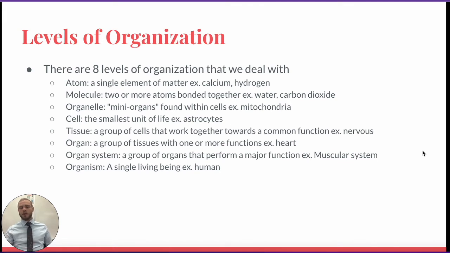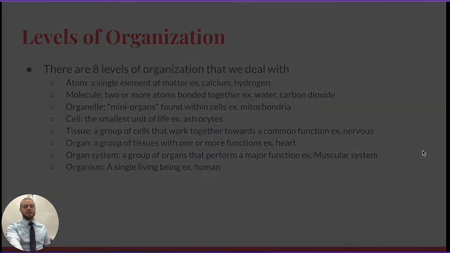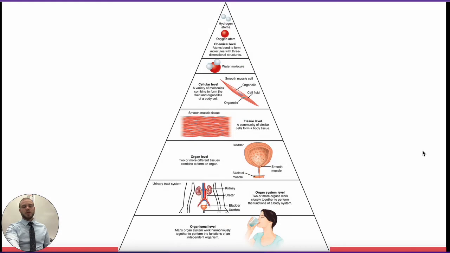Yes, there are more beyond the organism that we took a look at in biology, but for this class, we're going to be looking at those 8. Here you can see them broken down from the smallest, your atomic level, the chemical level here, molecular, cellular, tissue, organ system, and then organismal level.